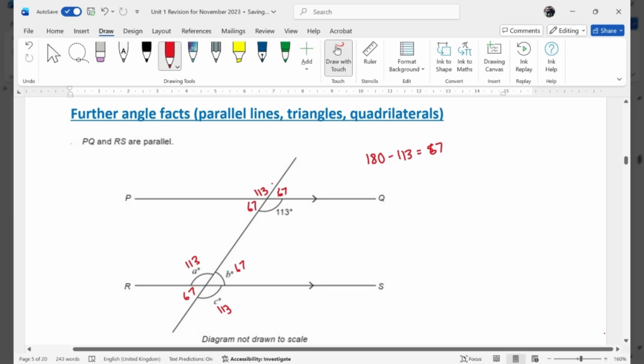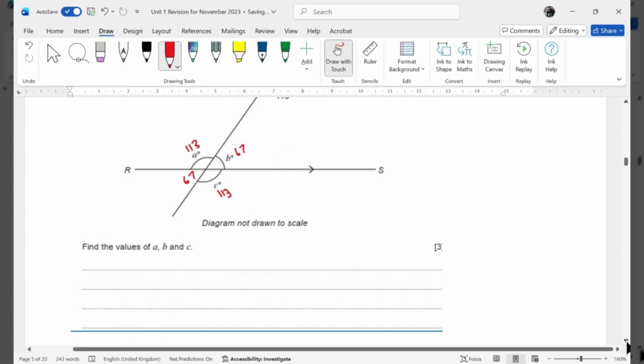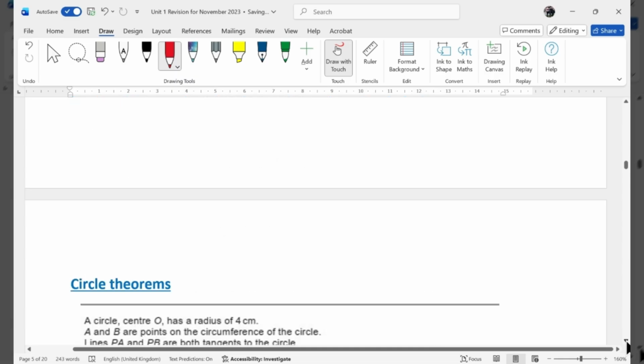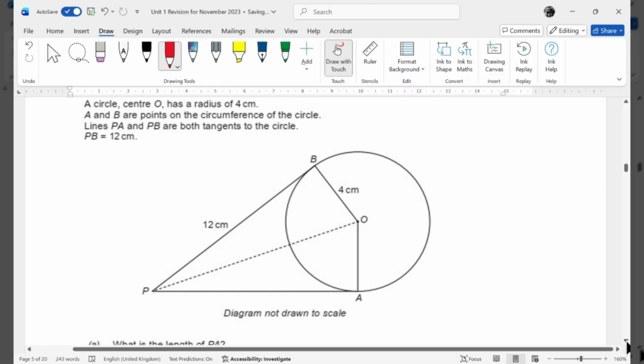So that's angles with parallel lines, okay? And so we've done that. Let's move on. Did this one in class, but okay.